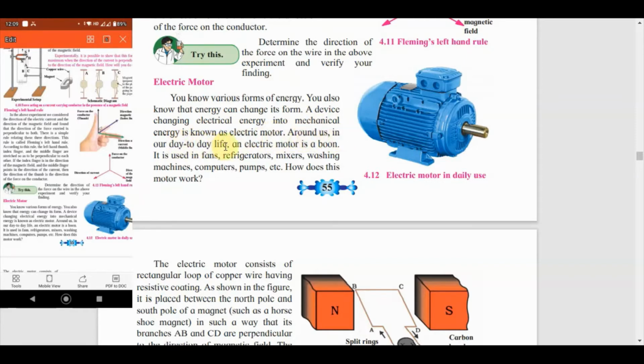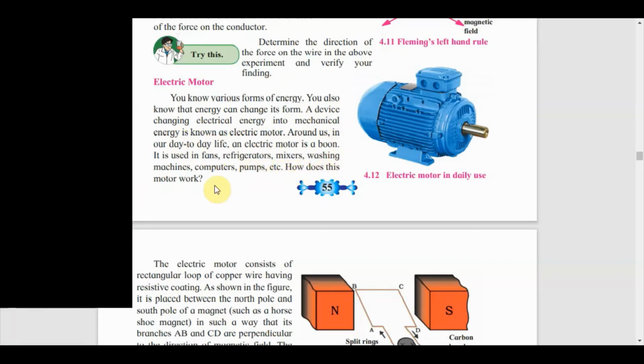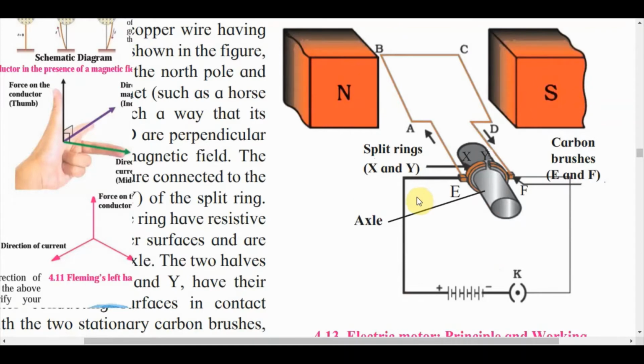Around us, in our day-to-day life, the electric motor is a boon. It is used in fans, refrigerators, mixers, washing machines, computers, pumps, etc. How does the motor work? Now let us see the construction of the electric motor. Here you will find a magnet having a north pole and a south pole. In between we have a wire of rectangular shape.